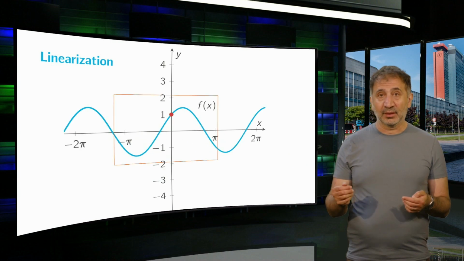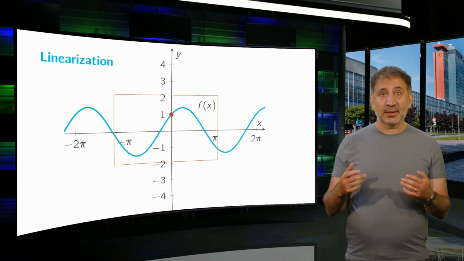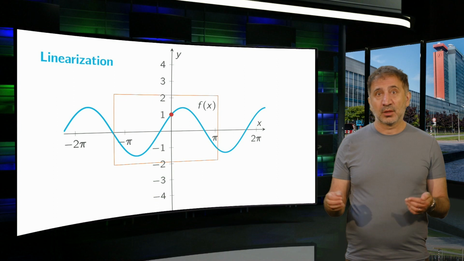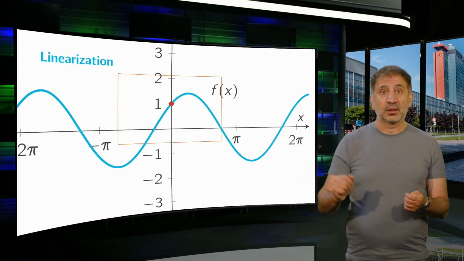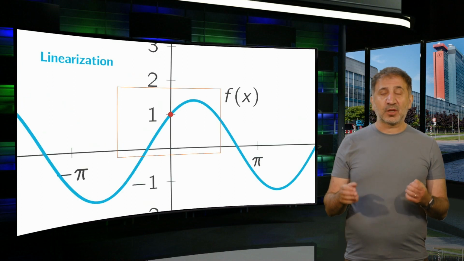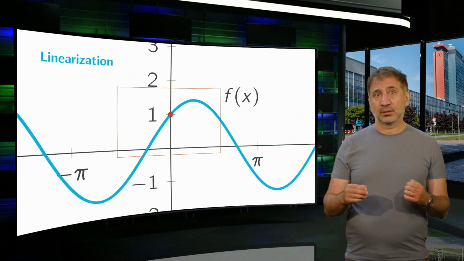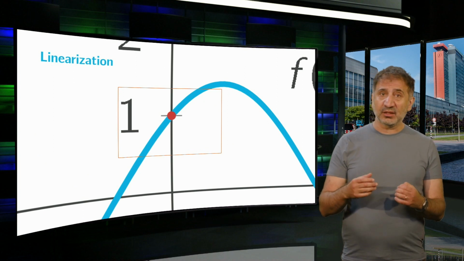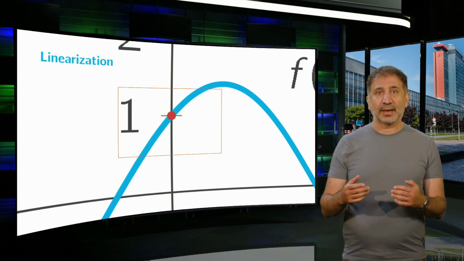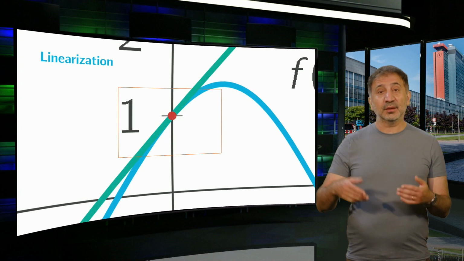For example, if you zoom a little bit, then the shape doesn't change much. Zoom in again and the graph starts to resemble a line. Zoom in again and this becomes even more clear. And if x is very close to 0, then the graph is almost a straight line. Which line? The tangent line.